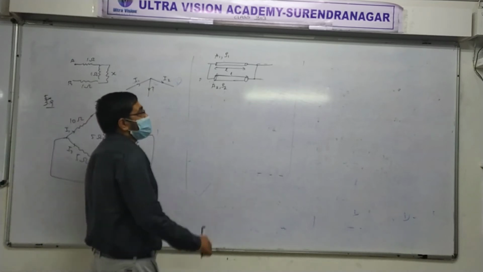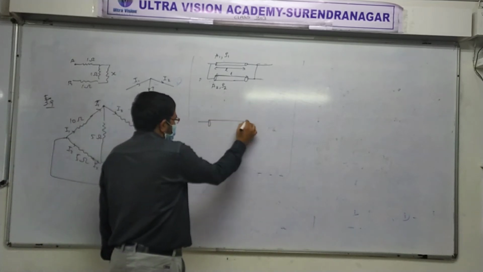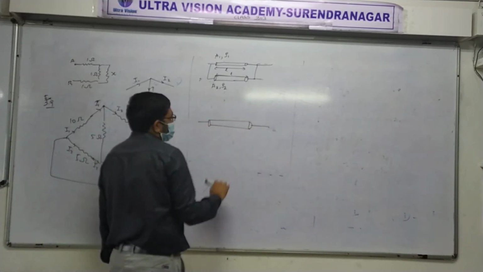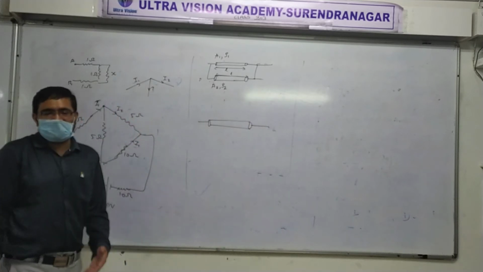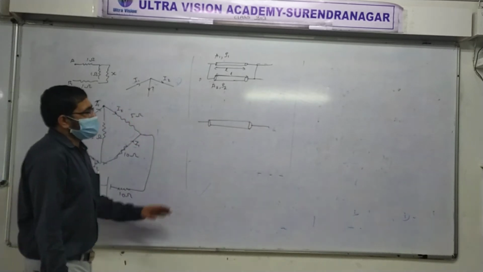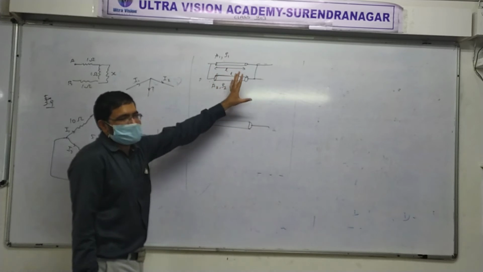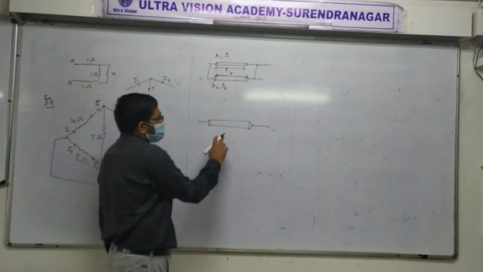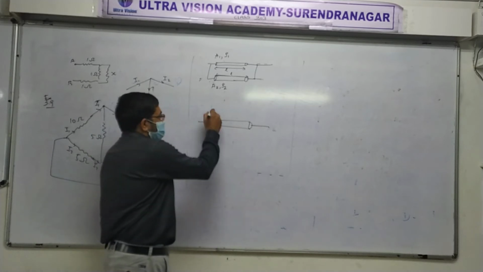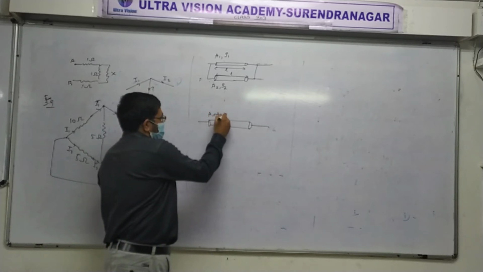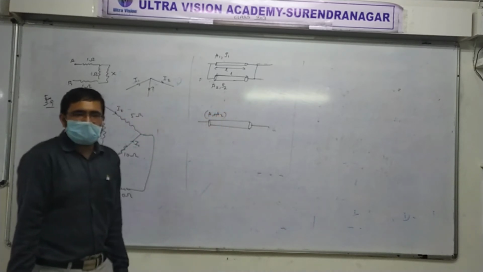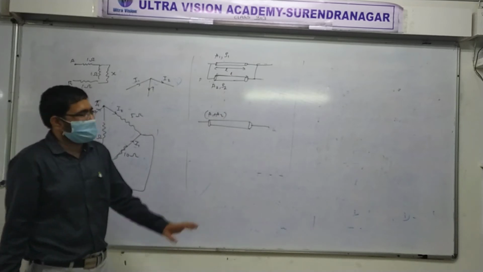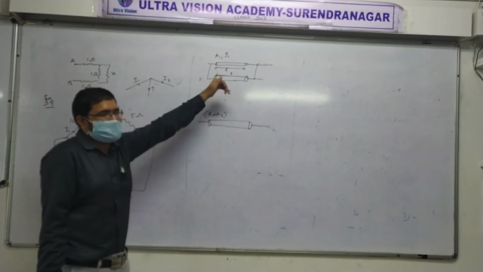We have to find the equivalent resistivity. Equivalent means this and this should have the same resistance, so they will do the same thing in every way. Correct? So our area is A1 plus A2. Is that okay or not okay? Yes, A1 plus A2. Why? Because this one had area A1 and this one had area A2.